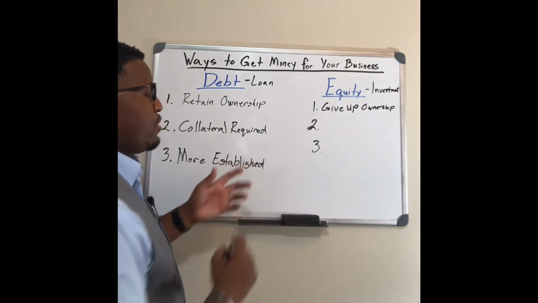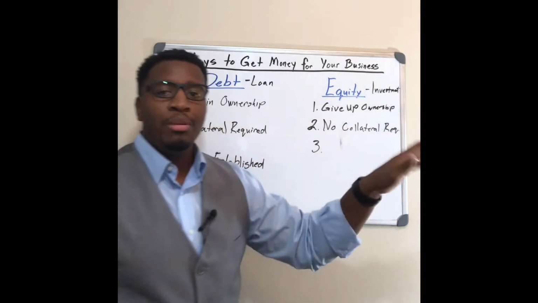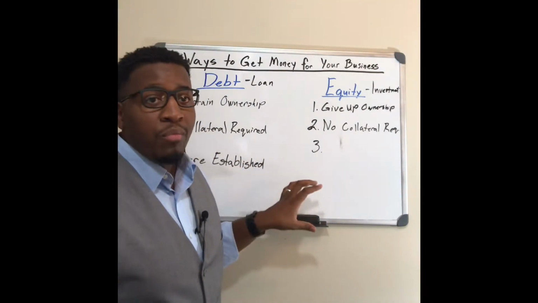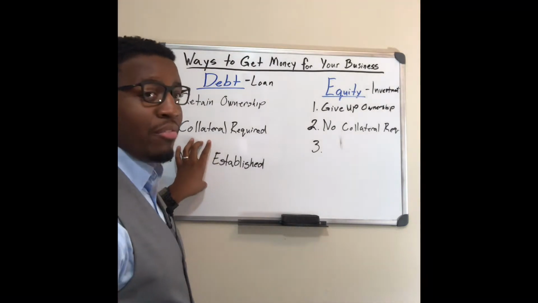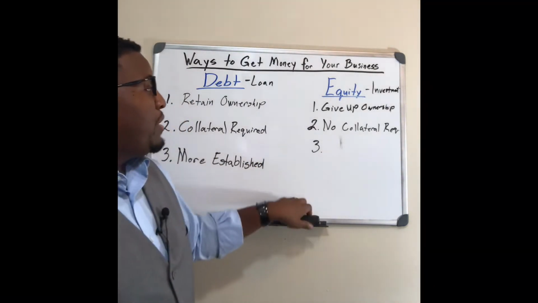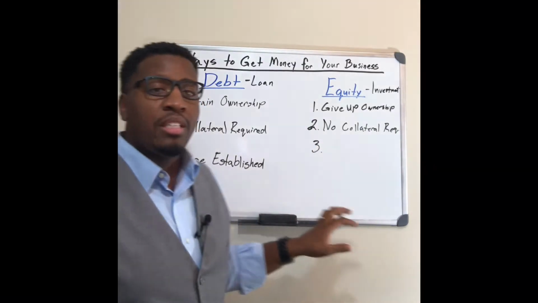The next is that there's no collateral required. There's no collateral required, meaning you don't have to put anything down. So with debt funding, you may have to put up your house as collateral. And then when your business fails and is debt funded, they're coming after your house if you can't afford to pay them back. Well, with equity funding, you don't have to put down any collateral, and if the business fails, that's just the risk that they take.